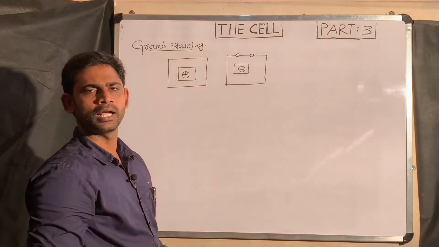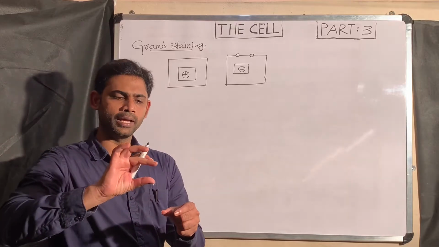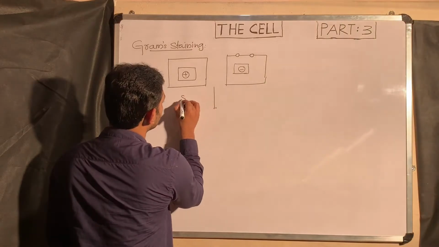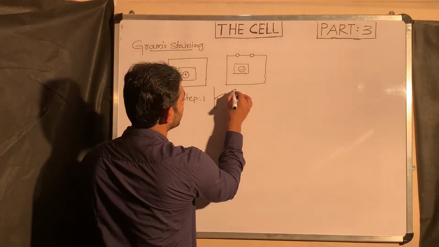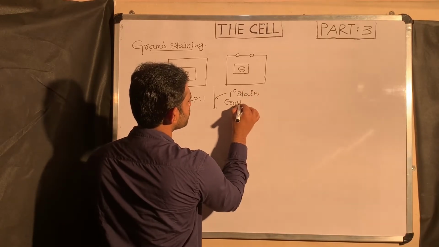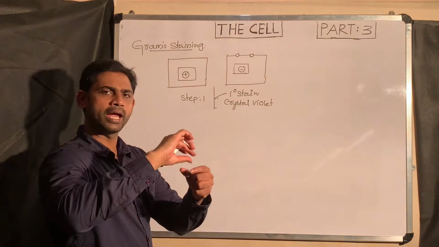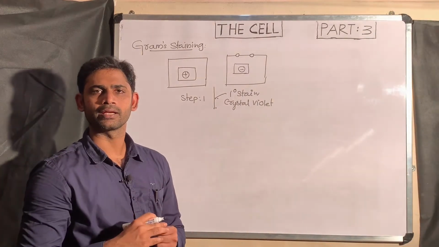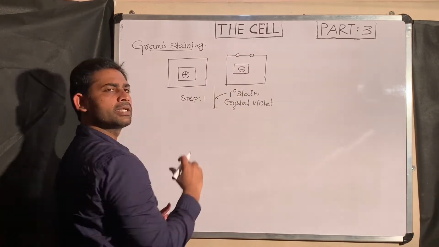Yes or no? After making the sample on the slide, first we have to add the primary stain. This I am calling step 1, that is adding the primary stain. The primary stain is crystal violet. After adding the crystal violet, you have to leave it for 30 seconds. This crystal violet enters into the cell wall of both gram positive and gram negative bacteria.